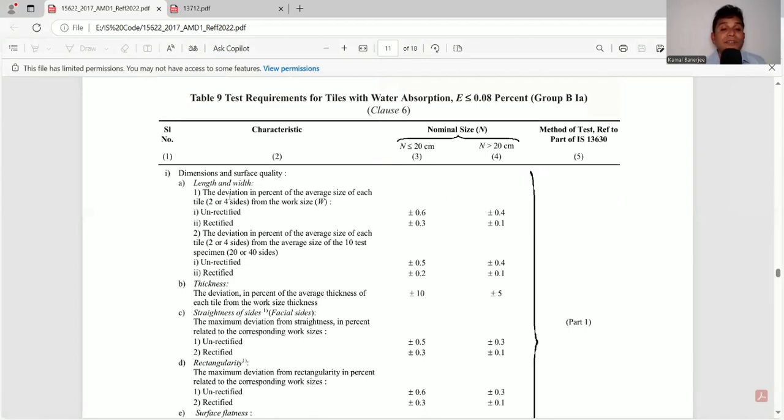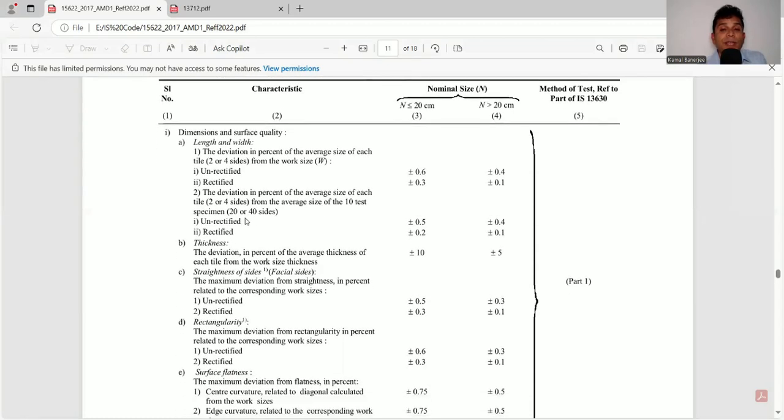So, length and width: the deviation in percentage of the average size of each tile, 2 or 4 sides, from the work size, whether it is unrectified or rectified. I already discussed what rectified and unrectified mean. And here it is the nominal size: N less than or equal to 20 cm, or greater than 20 cm. If it is 20 cm or less, this table has to be followed, that is column 3, and if N is greater than 20 cm, column 4 has to be followed.